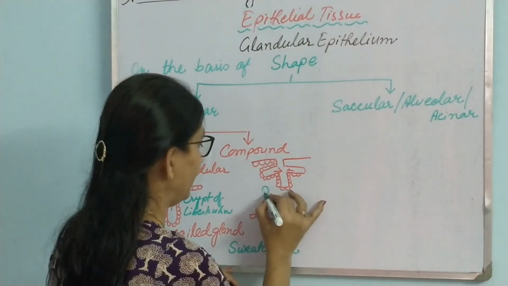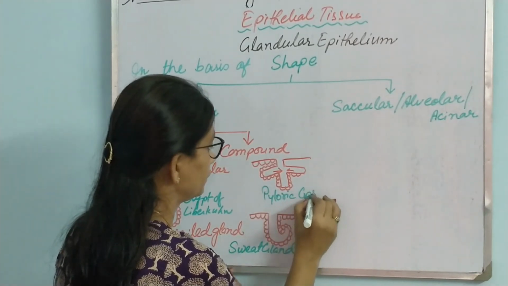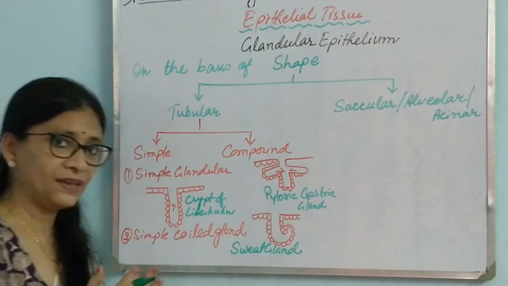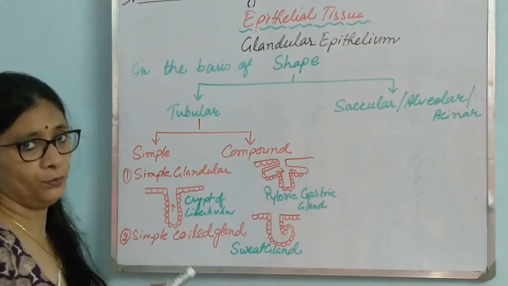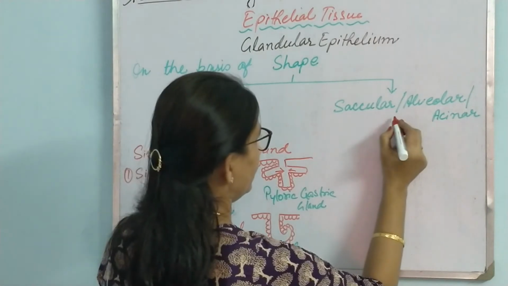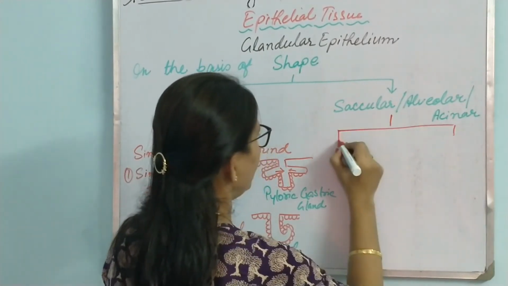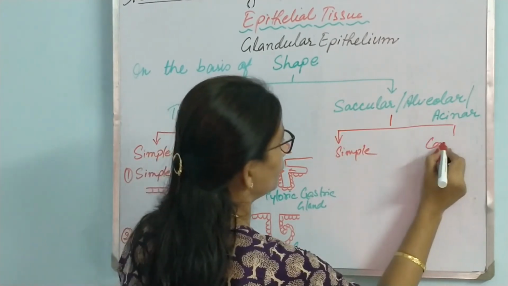Those gastric glands which are present in the pyloric region are compound tubular glands. Now, to talk of saccular or alveolar glands, they are also of two types, simple and compound.